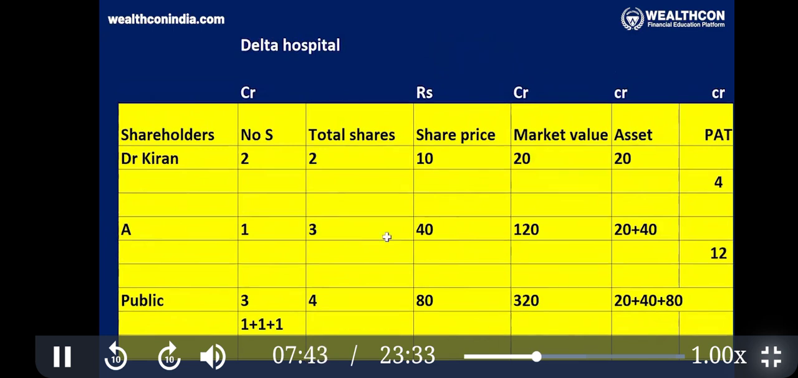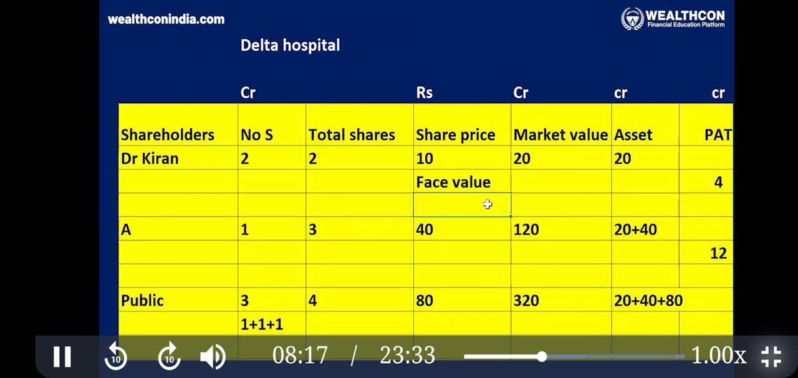Let's say this is Dr. Kiran. He started Delta Hospital and registered it as a private limited company. He issued 2 crore shares to himself. Now the company, Delta Hospital, is separate and Dr. Kiran is a shareholder. The company issued 2 crore shares, and at the beginning the share price is at face value, that means starting value. What is face value? Write down: face value is a nominal value.